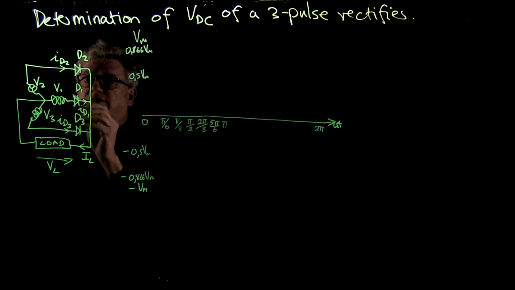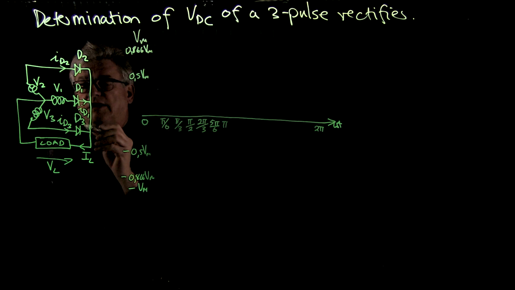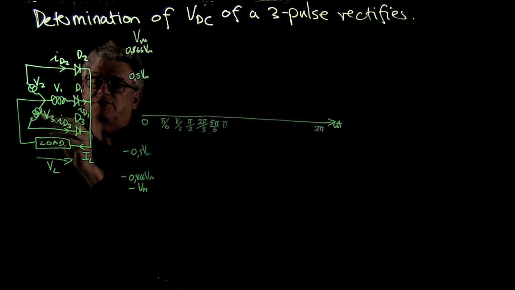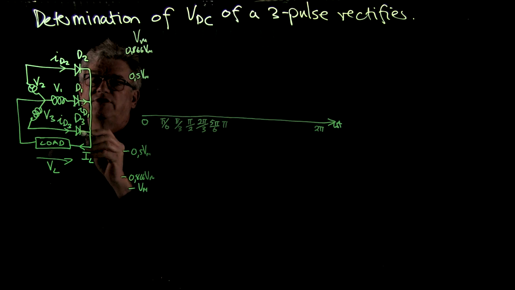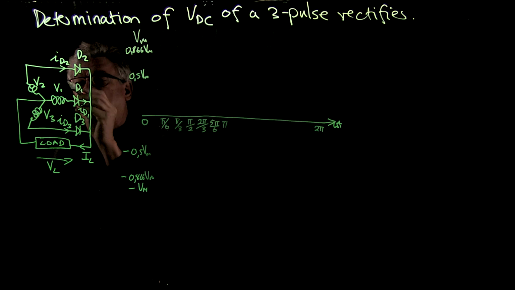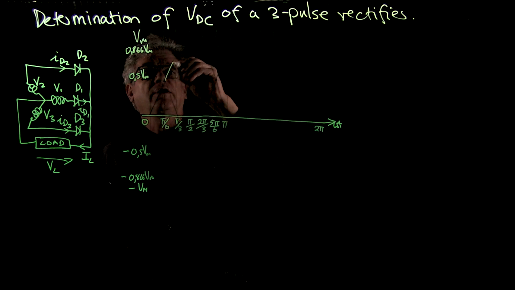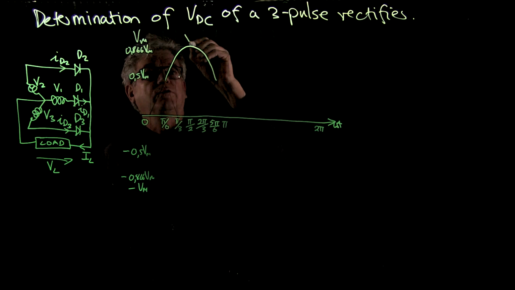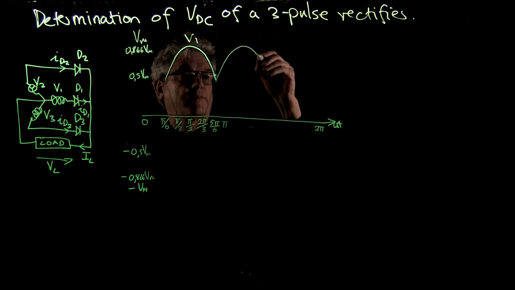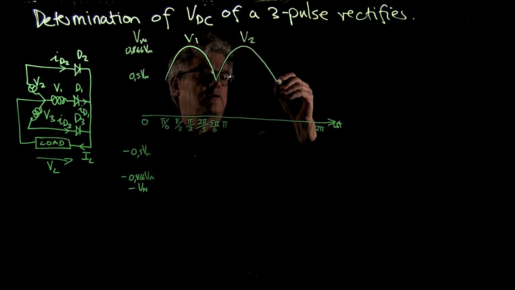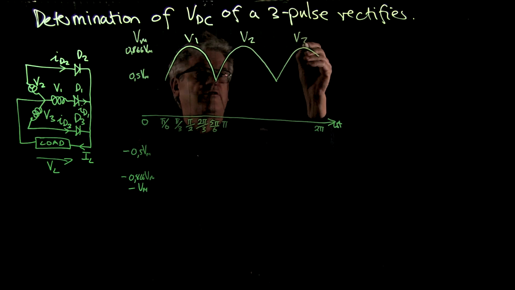the most positive. After that, V2 will become the most positive, which will switch on D2, which will switch off D1. And then V3 will become the most positive, and it will switch on D3, which will switch off D2, and then 120 degrees later, D1 will switch on because V1 becomes the most positive once again. So the load voltage will be this voltage here, which we get from V1, and then V2, and then V3.